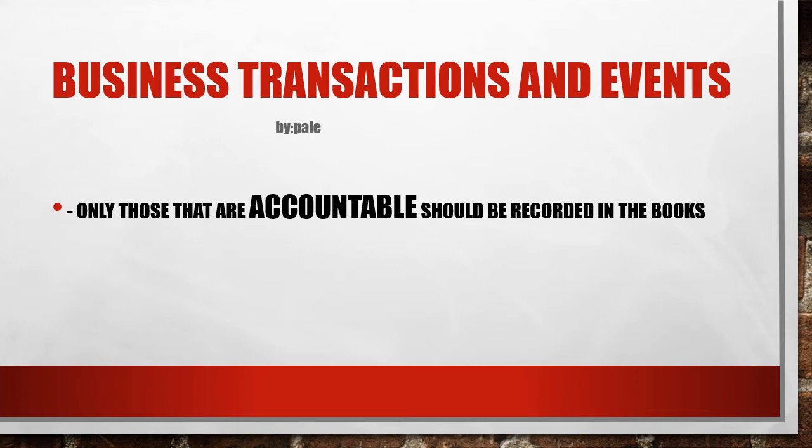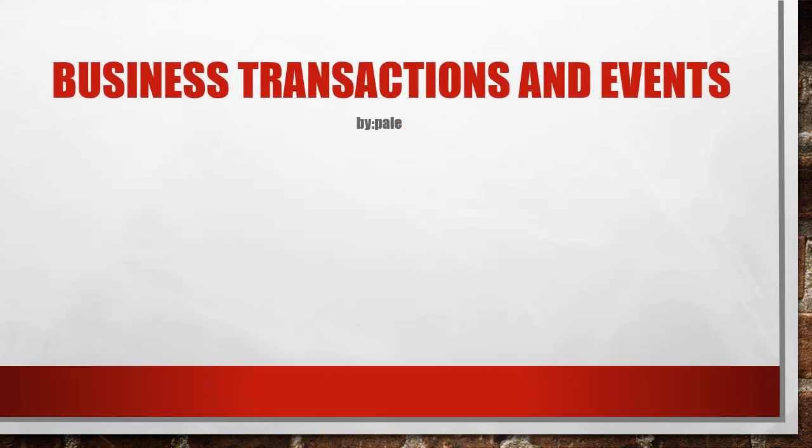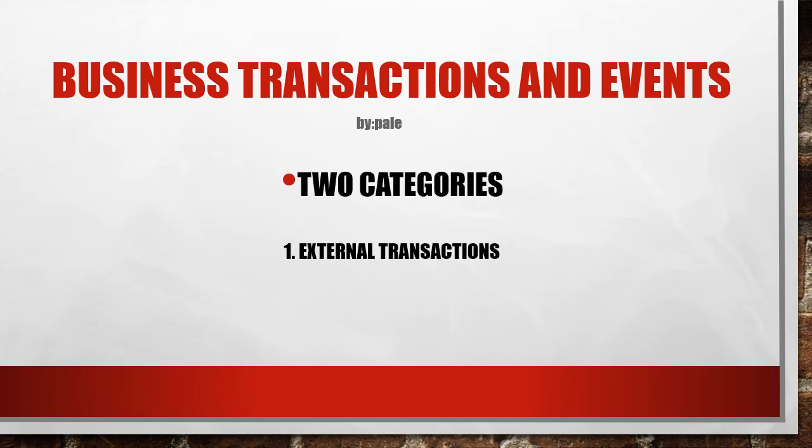These would affect assets, liabilities, and equity. These are the accounting elements or accounting values, the three: the assets, liabilities, and equity. And these business transactions and events are further categorized into two. We have the external transactions and the internal transactions. External transactions involve exchanges of economic resources by a business enterprise with another business enterprise. For example, we are company A and we have a transaction with company B. That is an external transaction.